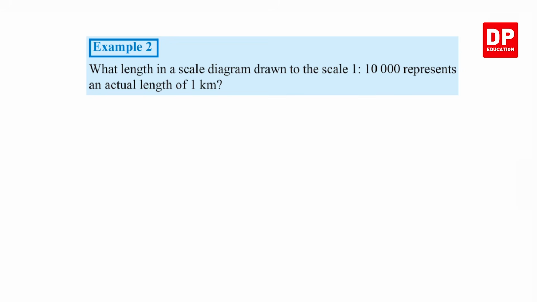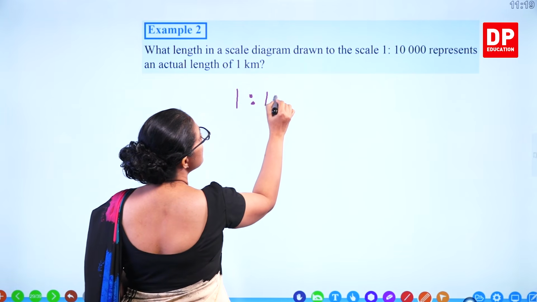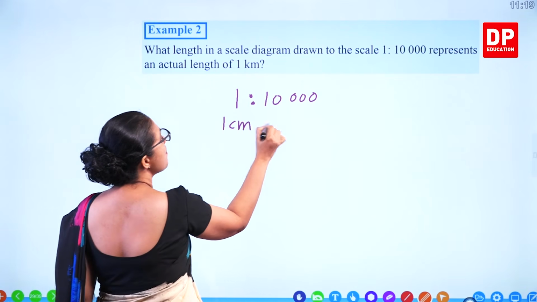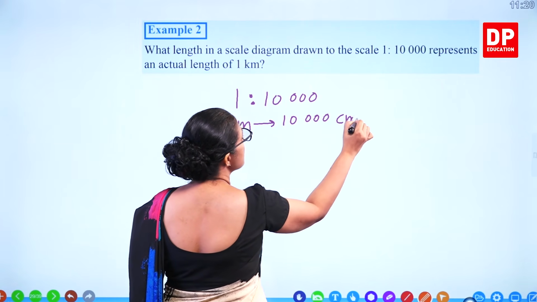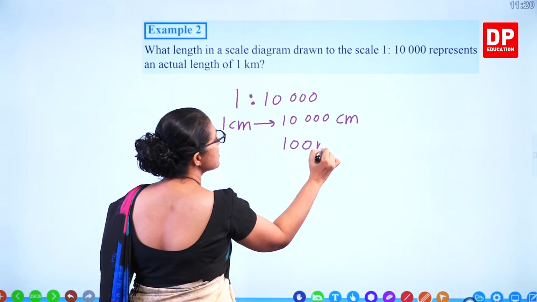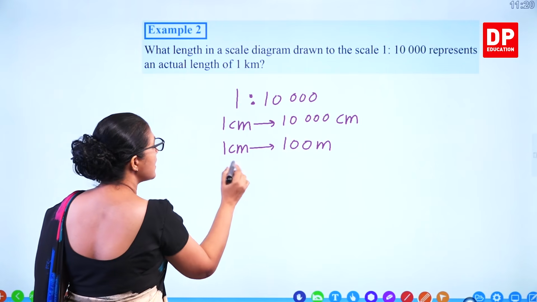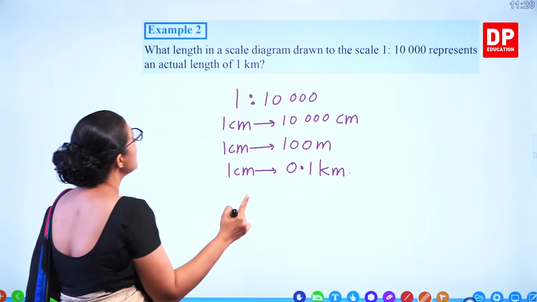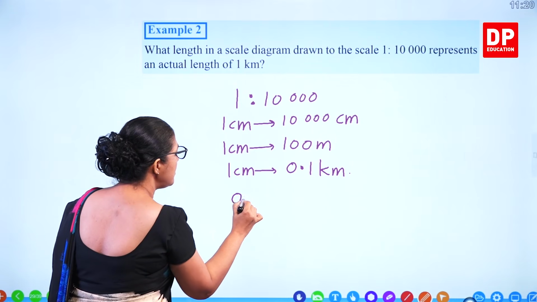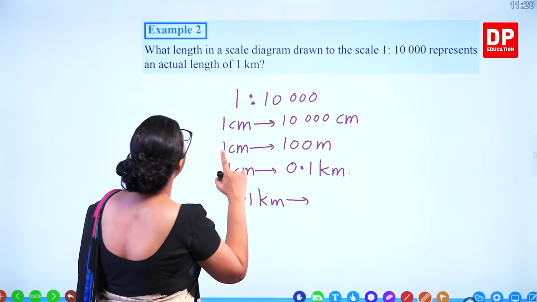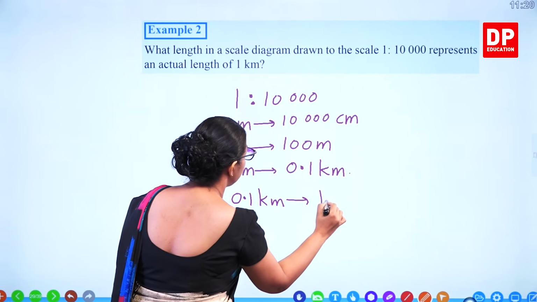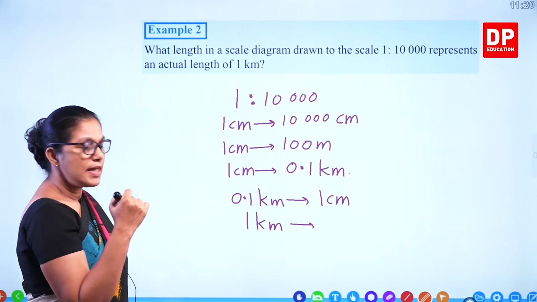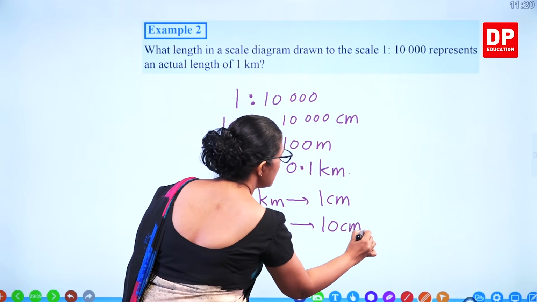What length in a scale diagram drawn to the scale 1 to 10,000 represent an actual length of 1 kilometer? So 1 centimeter represent 10,000 centimeters. Divide by 100, you get 100 meters. Now divide by 1000 again to convert to kilometers now. You get 0.1 kilometer. Now we can think about other way around. 0.1 kilometer means the length 1 centimeter. And we need 1 kilometer. So that means you multiply by 10. So that means 10 centimeter length.